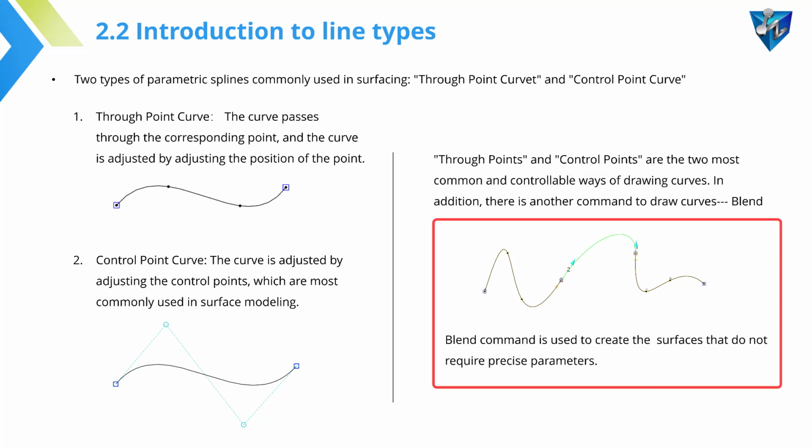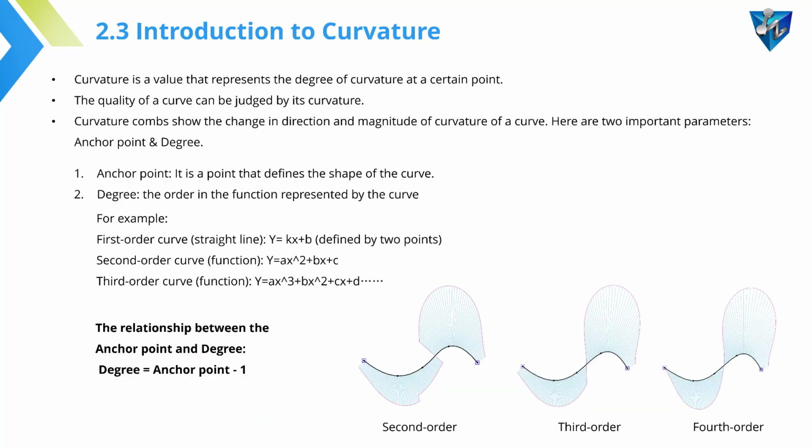The other method to create the curve is the blend command. It is usually used to make an inaccurate curve. It belongs to the non-parametric curve.